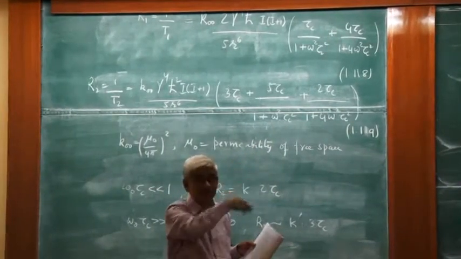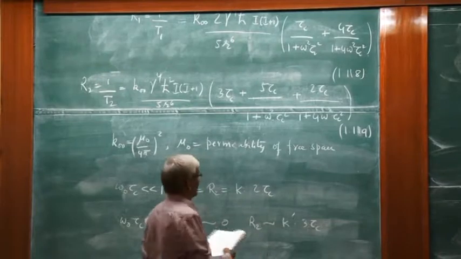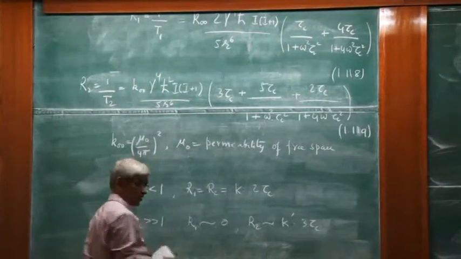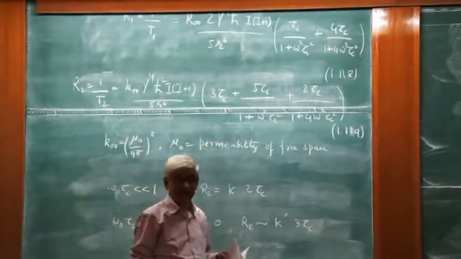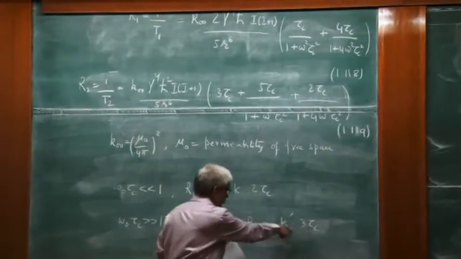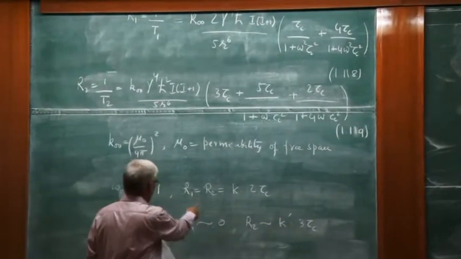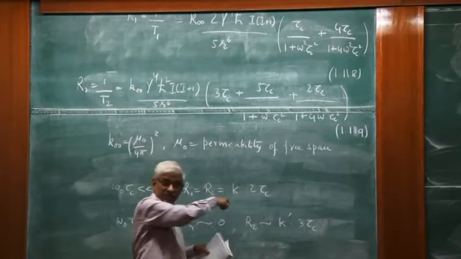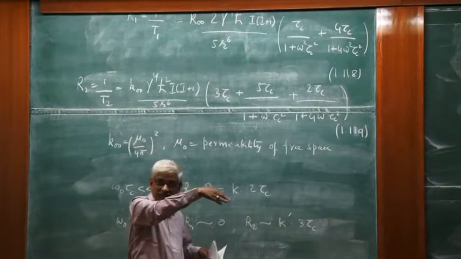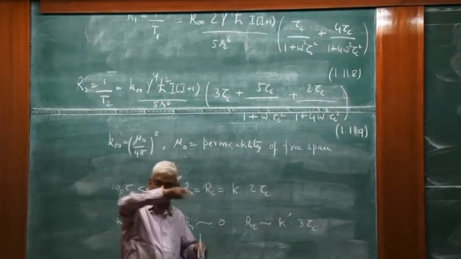Sir, but why are you getting this from this equation? Because it is k times 3. This is always k times 3. See, here it was 2 times tau c, so R1 is increasing with 2 times. So the T1 is decreasing.